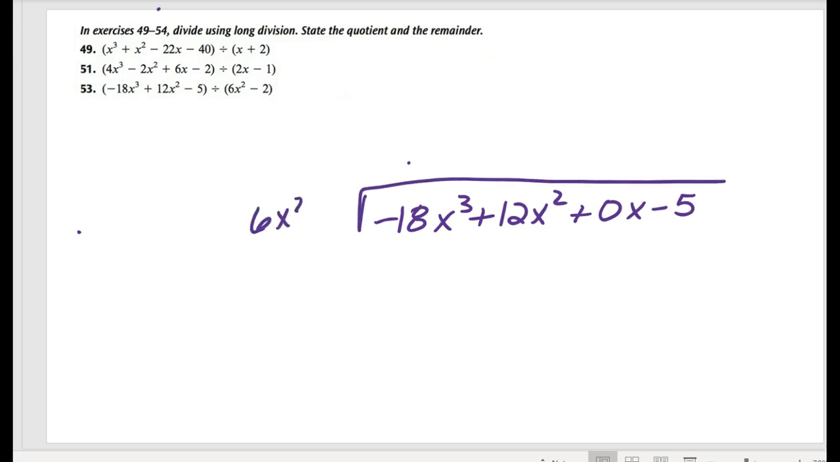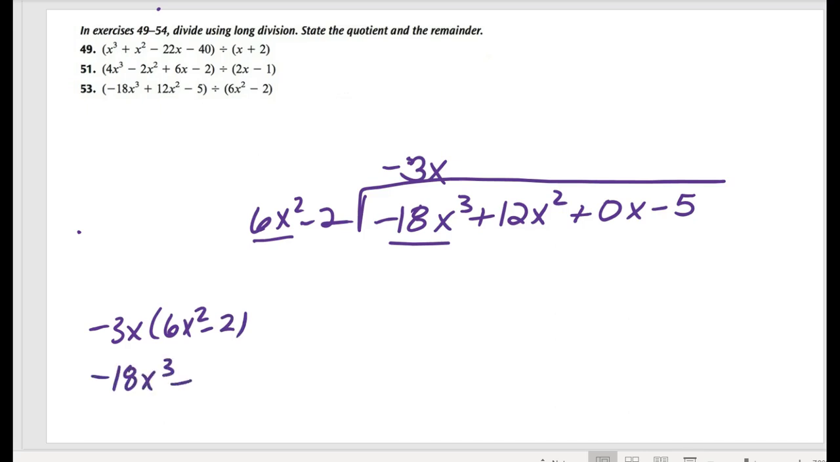And I'm going to divide by 6x squared minus 2. Okay, so we're going to do the whole dance routine again, just looking at those leading terms. 6x squared times what will give me negative 18x cubed? Well, a negative 3 will give me a negative 18, and an x times x squared will give me an x cubed. So we're going to actually now multiply, and we're going to put this underneath. Now, my problem is, when I multiplied, I just got negative 18x cubed plus 6x. I didn't get a square.